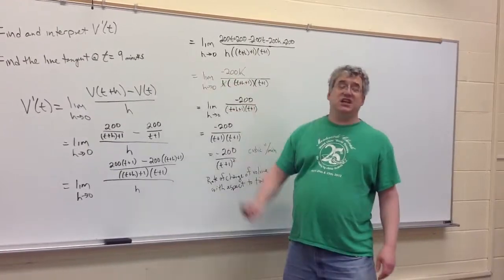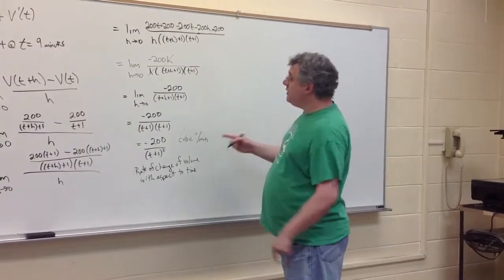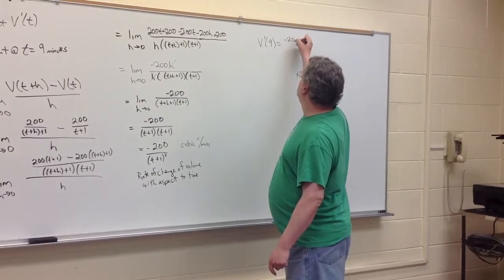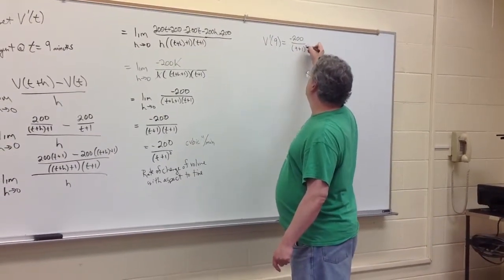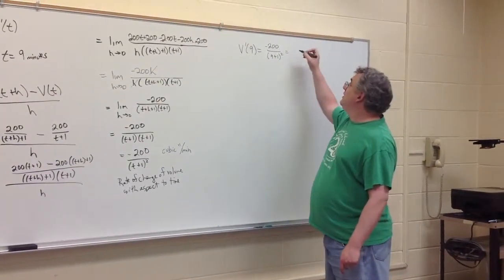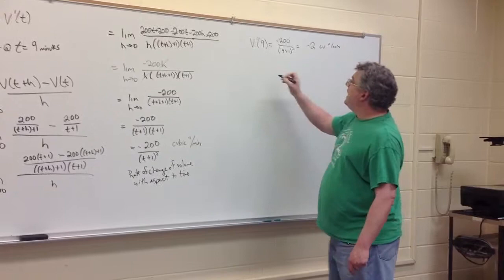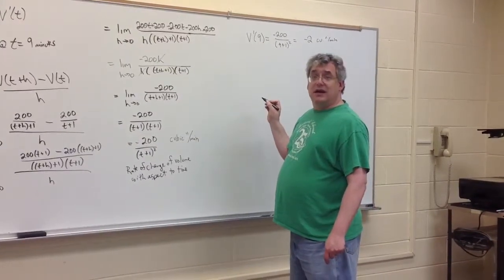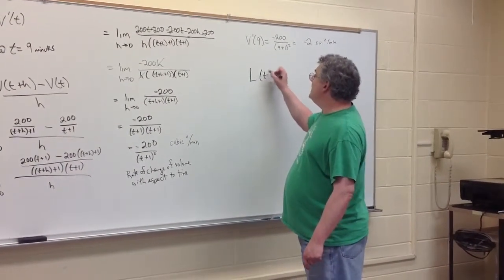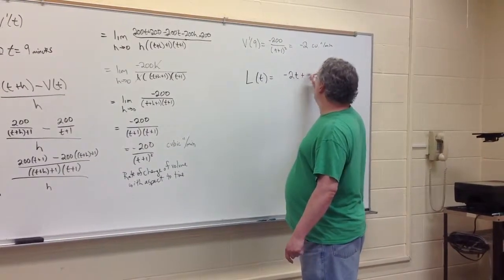Now, that's not really the end goal. The end goal was to find the tangent line at 9. So we need to find the slope when t is 9. When t is 9, plug 9 in. So 9 plus 1. This was chosen for a reason, because 9 plus 1 is 10. Squared is 100. I get minus 2 cubic inches per minute. And that's the slope of our line. Now, what is the tangent line? It's going to be, say, L for line of t is going to be minus 2 times time plus something.